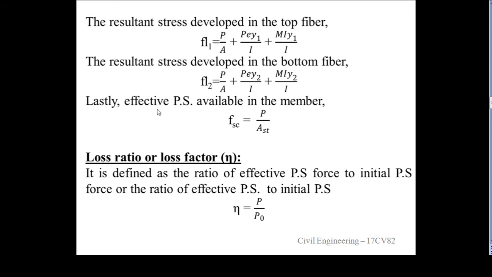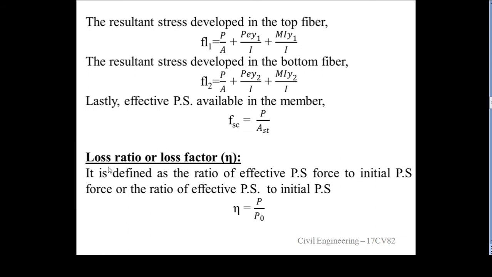Lastly, the effective pre-stress available in the member, that is Fse, is equal to P by AST. What is P? It is the pre-stressing force available in the member after the losses, and we represent it as P. Also Fse is the stress after the losses. Then AST is the area of cross section of the steel. Okay, this is how we can calculate the stresses in a member by the stress criteria.